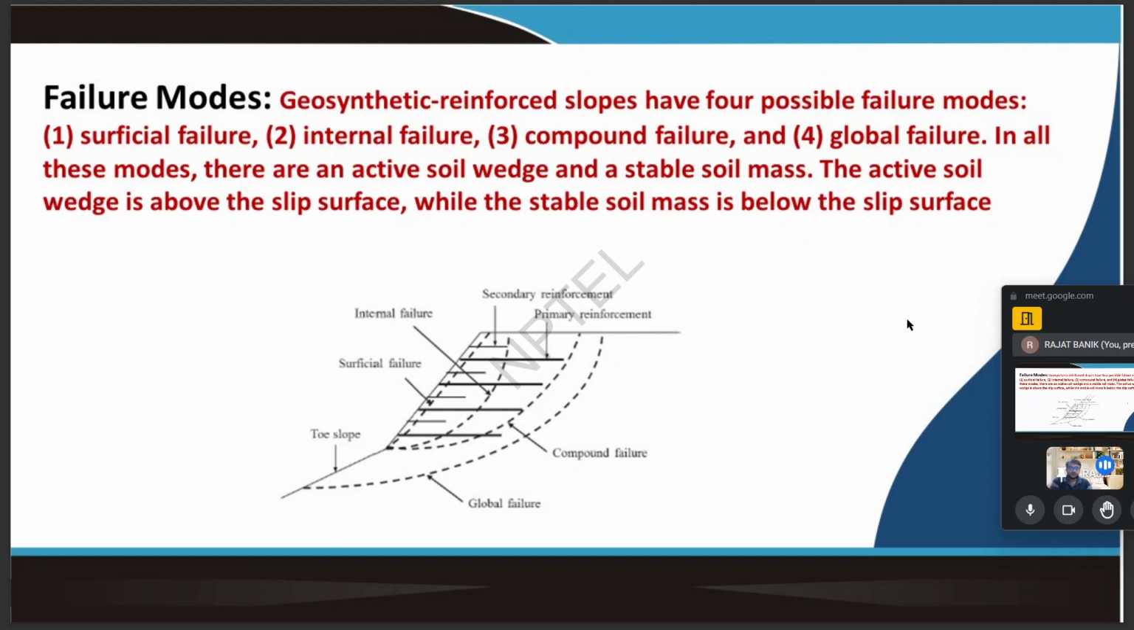And there are two types of reinforcement also used. One is secondary reinforcement, which is of short length. Another one is primary reinforcement, which is of quite large length.